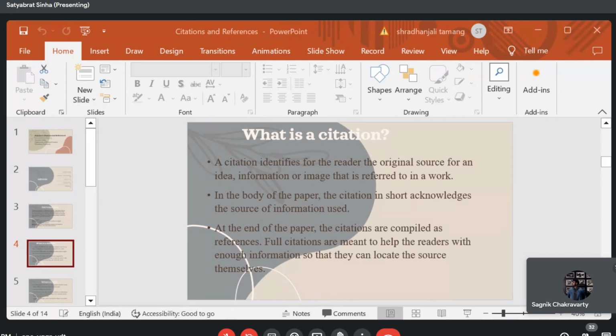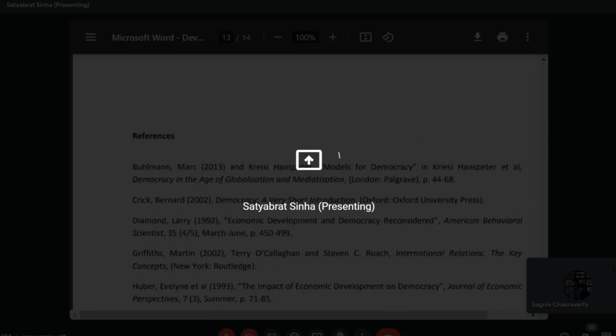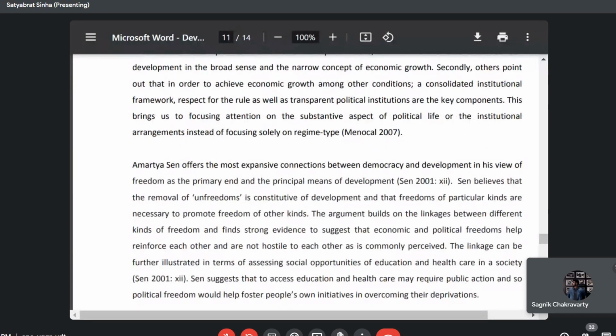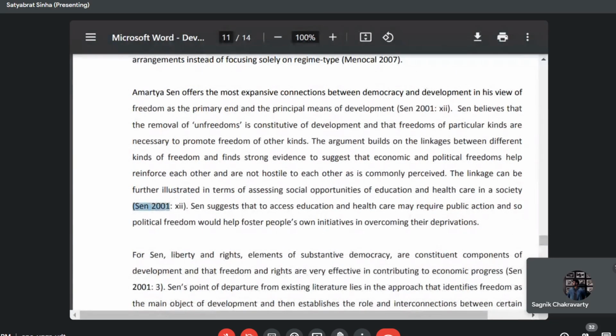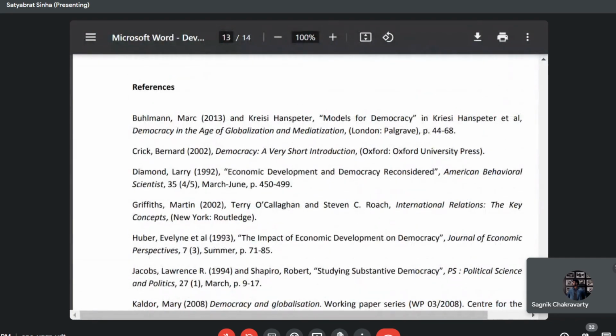Let me again take you there. What you see on your screen now is my references for this paper. I'll scroll up and down to give you a sense. You can see here I've made references to Amartya Sen, to Menokal 2007. So this is just the author and the year, but to Amartya Sen, author, year, and page number. So this is citation, as I told you. And here at the bottom, I've compiled all these references in alphabetical order.